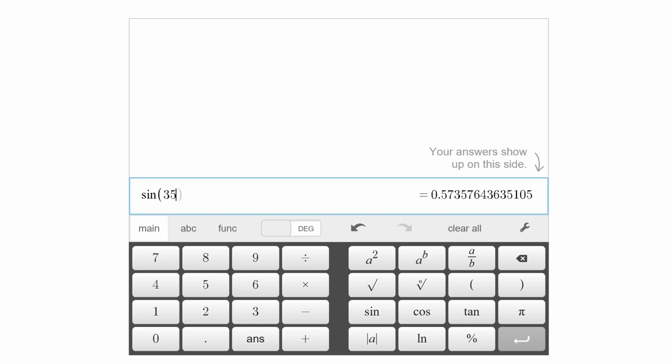So 0.573, and then my next number is 5. But I got to round properly. So I go to the 7, and the 7 rounds up. So I go to 0.5736.